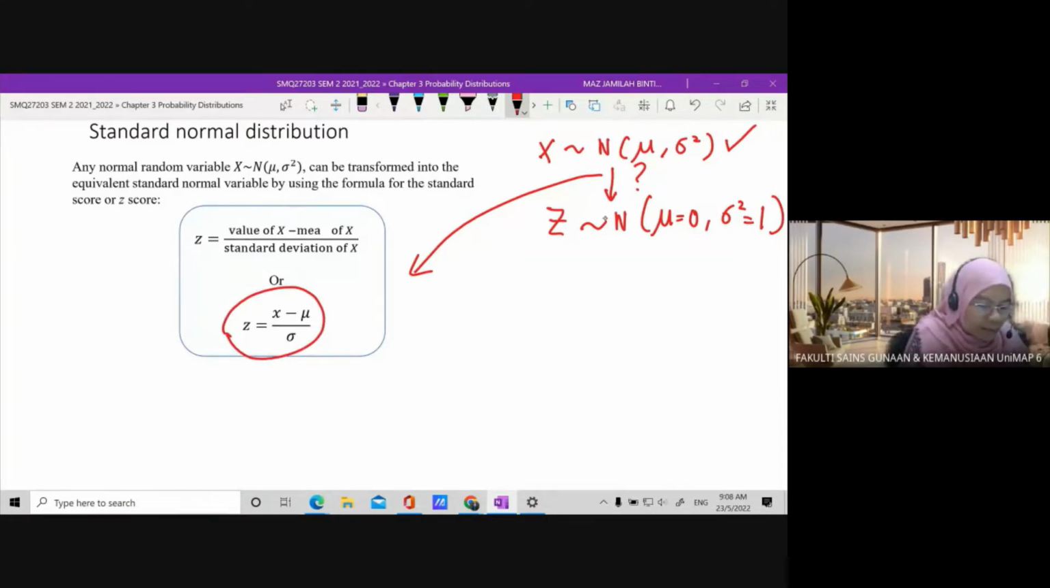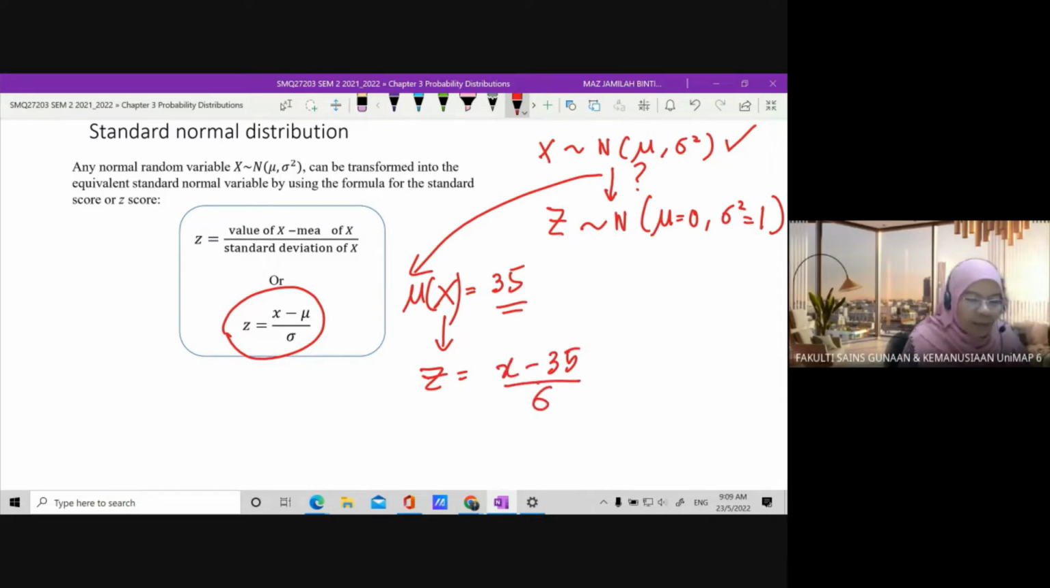Your X, okay, the mean of X given, for example, maybe at the beginning is 35. So the conversion from X to Z will take this particular value, 35, divided by the sigma, depending on the value of X given in your problem. So this will be the key to transforming from the normal distribution to the standard normal distribution. Okay, so remember class, from normal distribution to standard normal distribution.